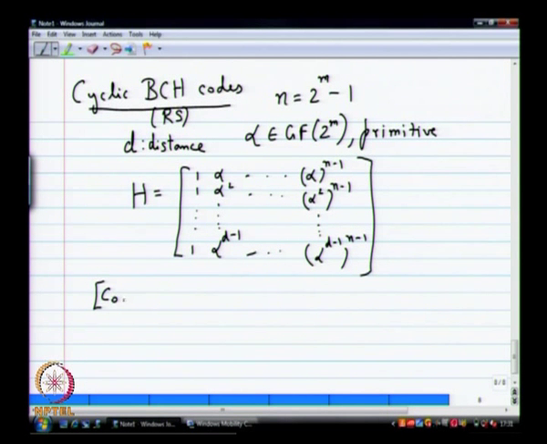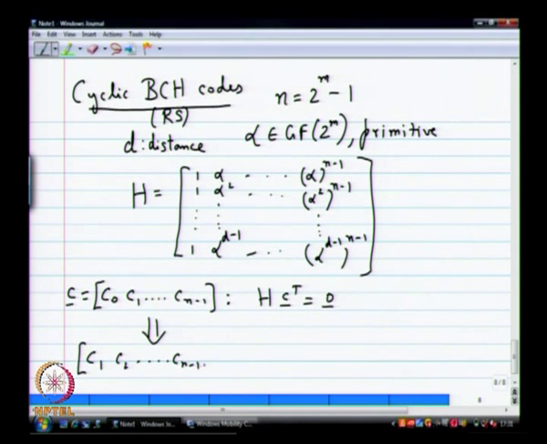If you have a vector c, which is let's say c0, c1 to cn minus 1, such that H times c transpose is 0, then this implies that if you look at this vector shifted left by one position, but make it a cyclic shift, bringing c0 all the way to the other side, call this c prime, then H times c prime transpose will also be 0. This is the cyclic property of these codes, and it's valid only for n equals 2 power m minus 1. For other n, clearly it will not be valid.